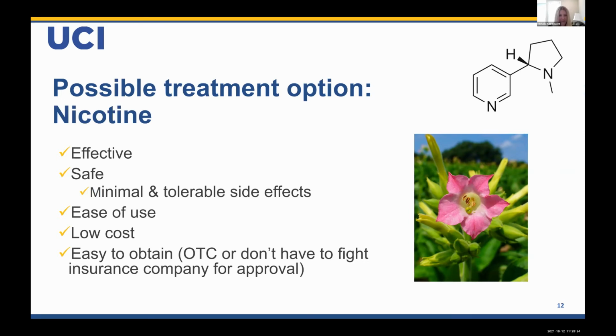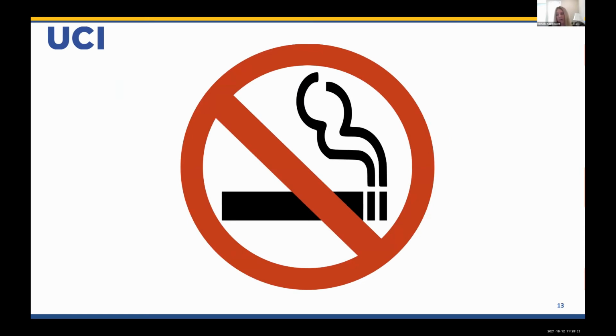I don't want everyone to get scared by seeing that word. We'll talk about why it does check these boxes in a little bit. And with that, I just want to really strongly stress that I am in no way here to advocate for smoking. In fact, smoking nicotine, giving nicotine by way of smoking, has been shown to be more detrimental for hearing. It's not going to help you.